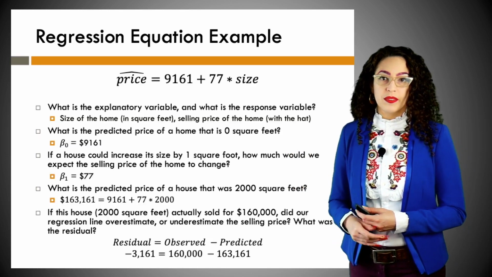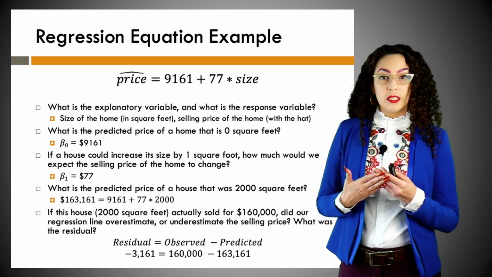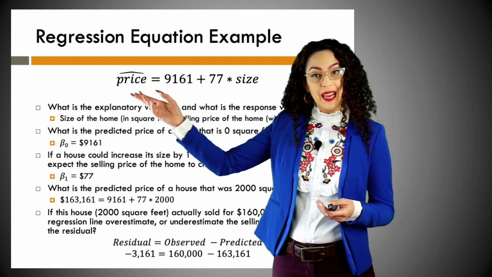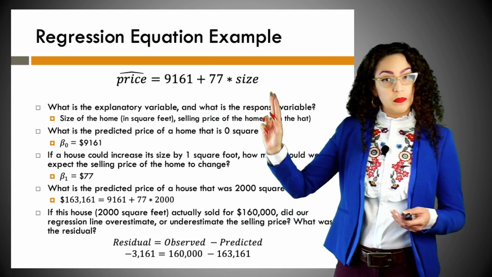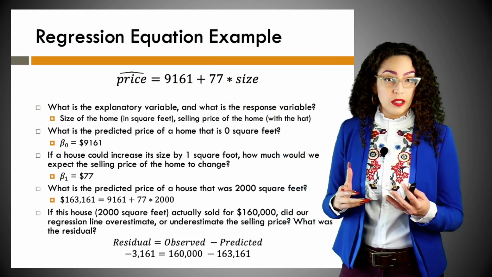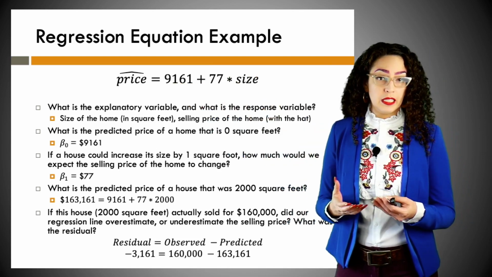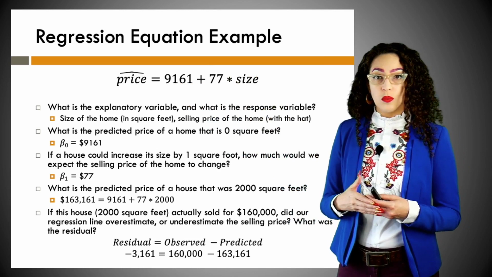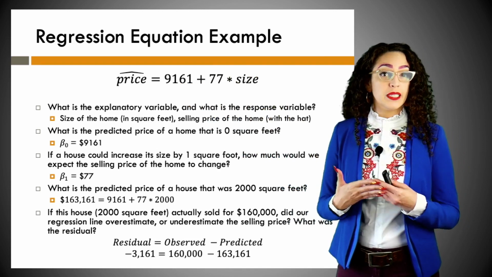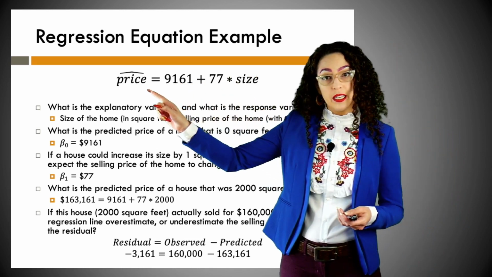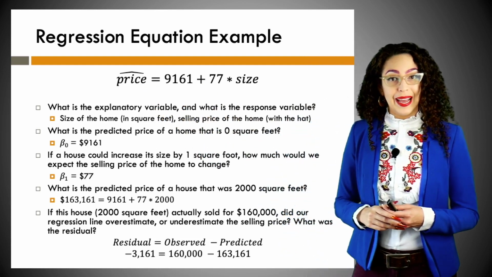Let's have a look. So, what is the explanatory variable? We are going to try to explain the price of a house by its size. So the explanatory variable, that x variable here, is the size of the house in square feet. And what is the response variable, or the thing we're trying to predict? That is the price of the house, our price hat.